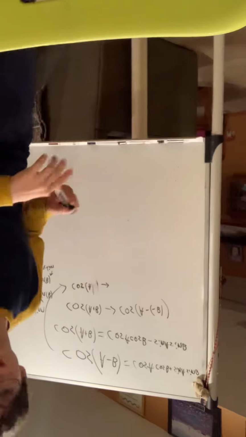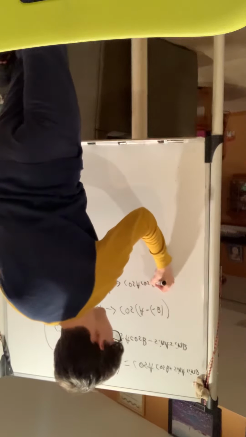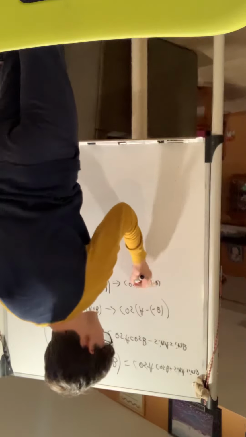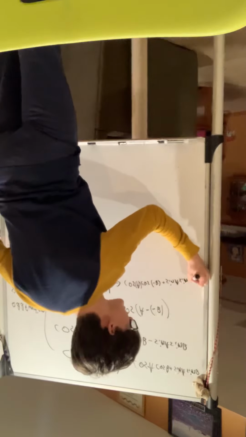So cosine (A plus B), and then, oh wait, A minus negative B. I'm sorry, let me get my eraser. Yep, it's A minus negative B. Then it turns into cosine A cosine negative B plus sine A sine negative B.